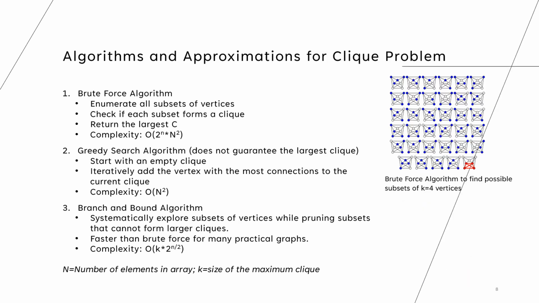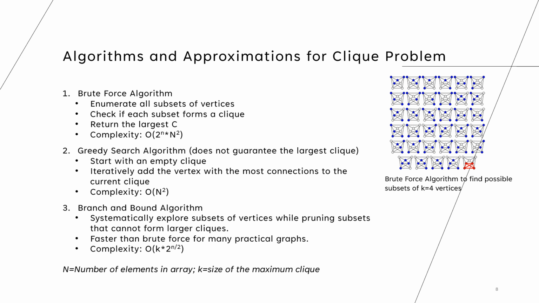There are some historical algorithms and approximations used to solve the clique problem. The first is the brute force algorithm. This method involves enumerating all subsets of vertices in the graph, checking if each subset forms a clique, and then returning the largest clique found. While this guarantees an accurate result, it is highly computationally expensive, with a complexity of O(2^n times n^2).